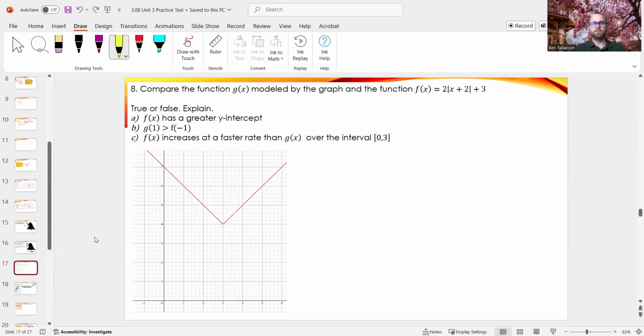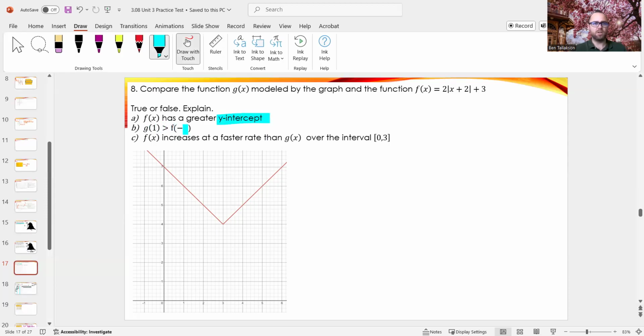Number 8, compare the function g of x modeled by the graph. Okay, here's g of x and the function f of x right here. True or false? Explain. Let's see what they want to know. F of x has a greater y-intercept. Okay, so they want to know the y-intercepts.